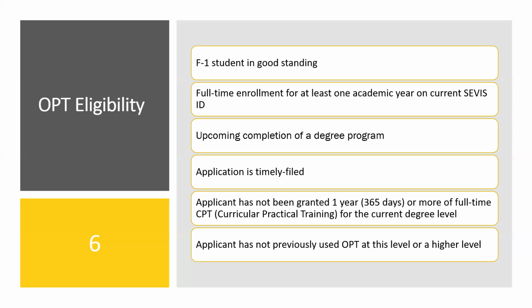It is specific, so it's 365 days or more. It's full-time CPT only, not part-time, and it's only looking at your current degree level. So if you did a master's degree in the US and you did some full-time CPT there, that time does not carry over into your PhD. When you're applying for OPT based on your PhD, you're only looking at the CPT that you've done at the PhD level. And then again, you cannot have already used OPT at your current level or at a higher level.